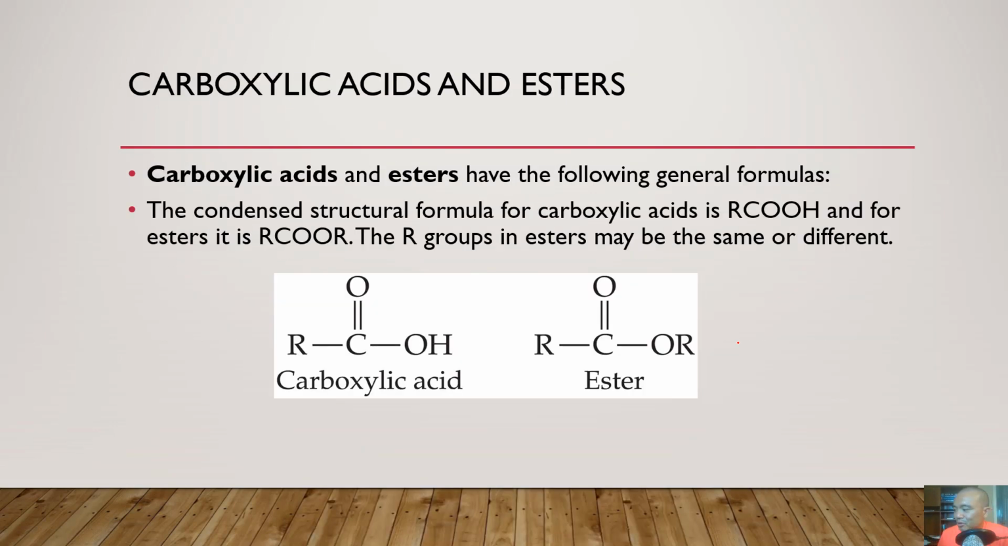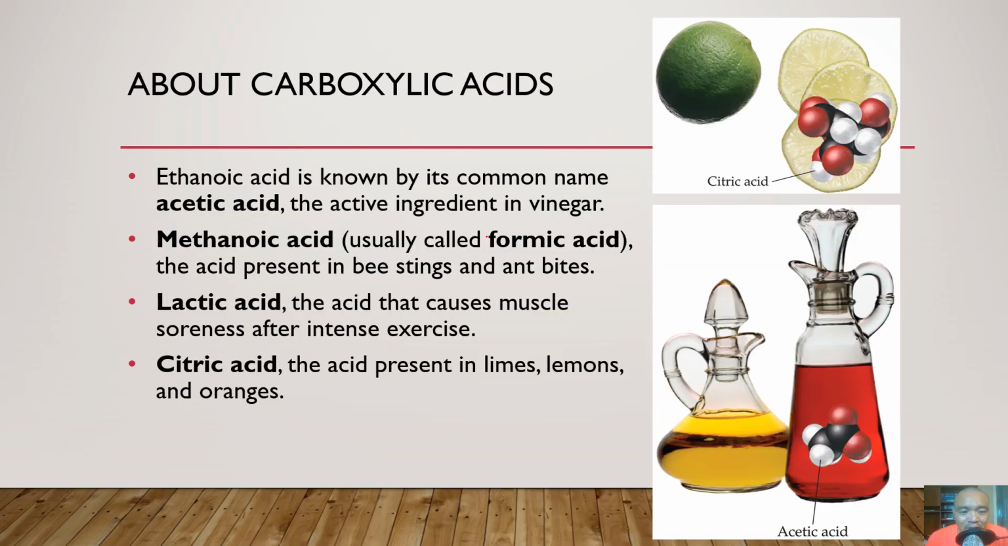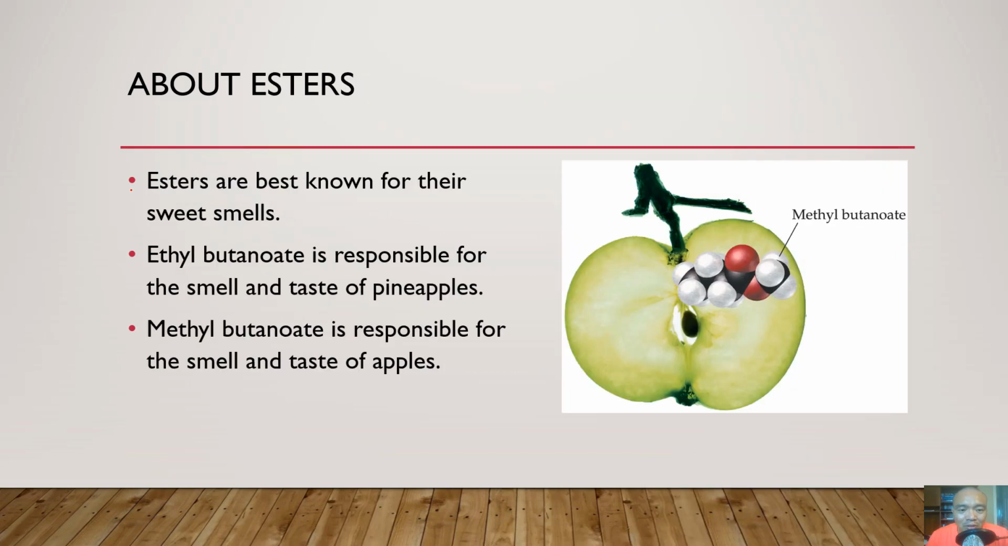Carboxylic acids and esters have the structure as indicated over here. Some common carboxylic acids include ethanoic acid, also called acetic acid, the active ingredient in vinegar. Methanoic acid, usually called formic acid, is the acid present in bee stings and ant bites. Lactic acid is the acid that causes muscle soreness after intense exercise. Citric acid is present in limes, lemons, and oranges.